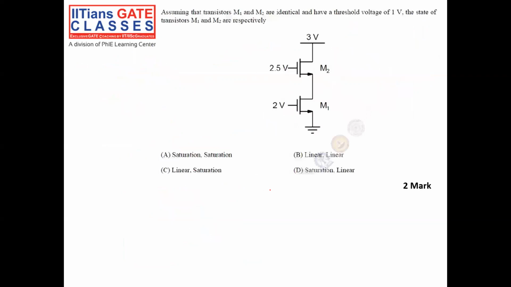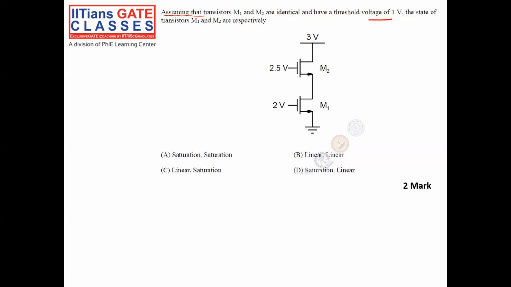Let us go to the next question. So this is an interesting question, right? Looking simple, but it's a little bit interesting. Assuming that transistors M1 and M2 are identical, both are the same, and having a threshold voltage VTH of 1 volt. I have to find out which transistor, M2 or M1, is in which region.